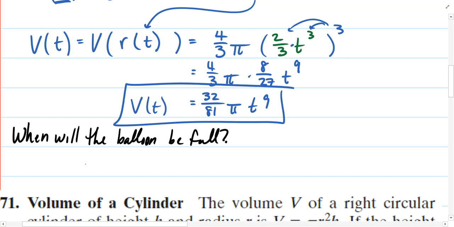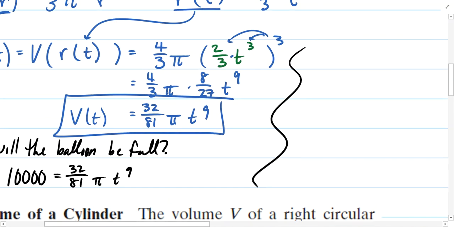Well, we might have a particular volume in mind, and I don't know how many cubic meters of air goes into a hot air balloon, but let's say it's 10,000 cubic meters, and that equals now the equation 32/81 pi t to the 9th. When we solve for t, our solution will be a value in measurement of time, and we would know exactly when the balloon would be full.